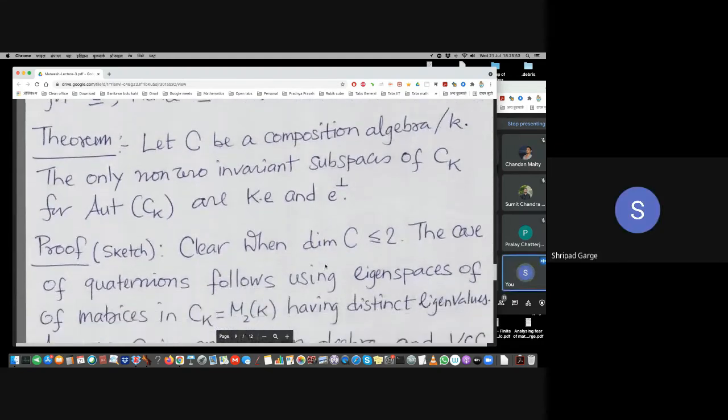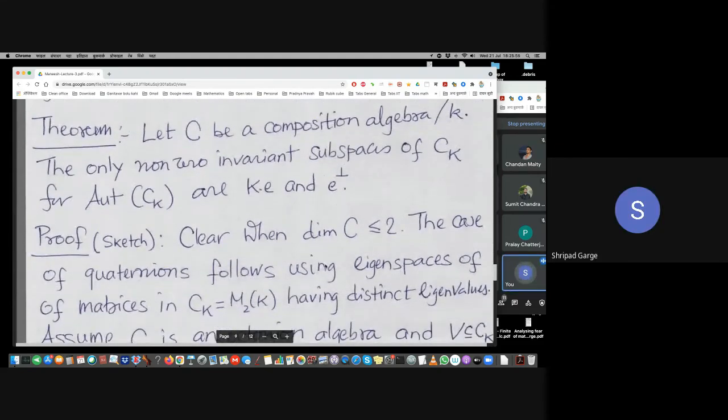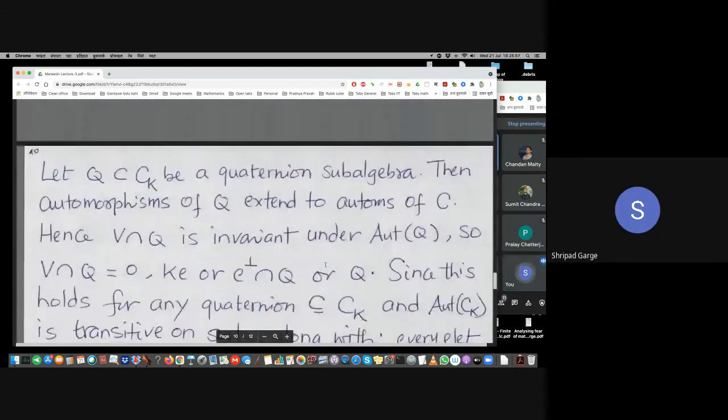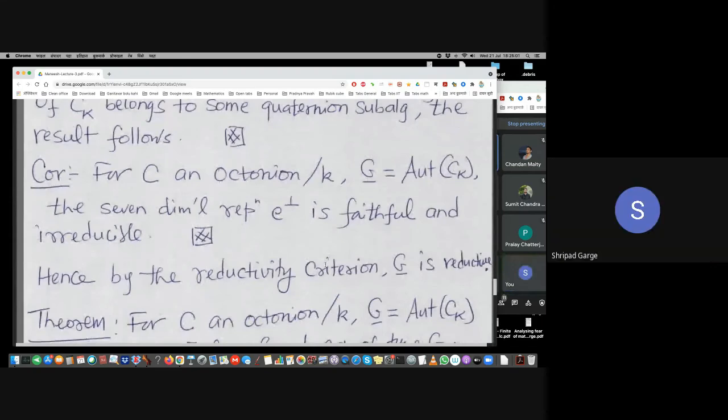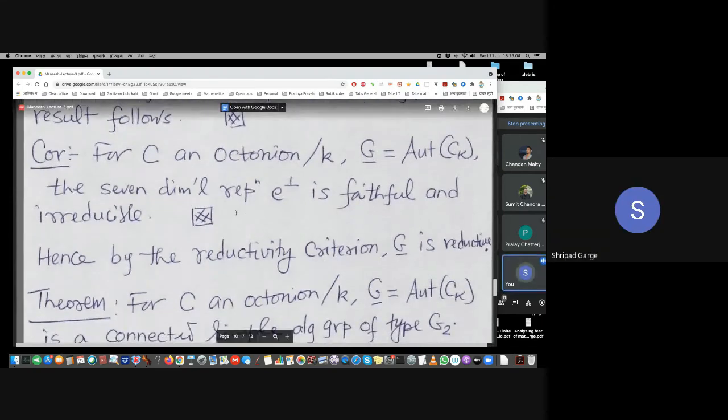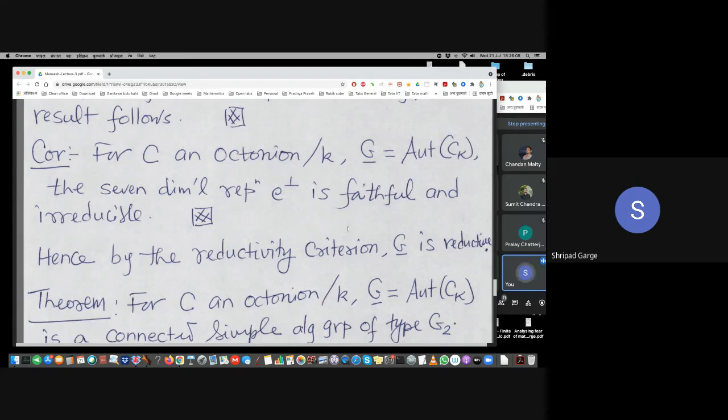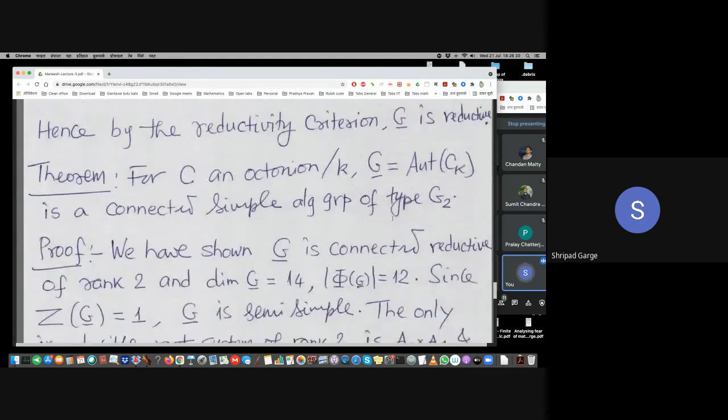What are we doing here? So here you produce a faithful irreducible representation. Correct. That will also give this very interesting corollary that it has a 7-dimensional faithful irreducible representation. This is the smallest dimensional irreducible representation other than the trivial one, and it happens to be faithful. Hence, by the reductivity criterion, it's a reductive group.